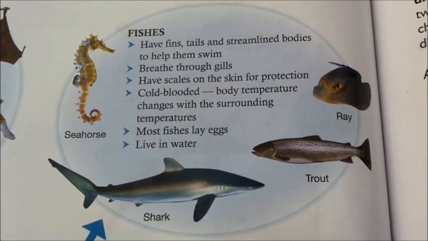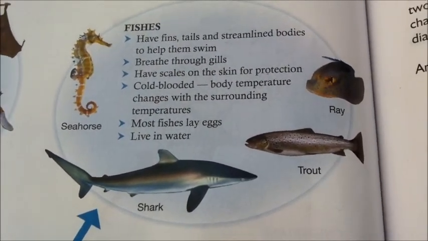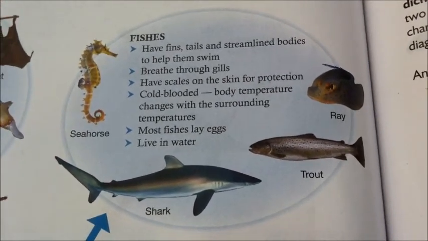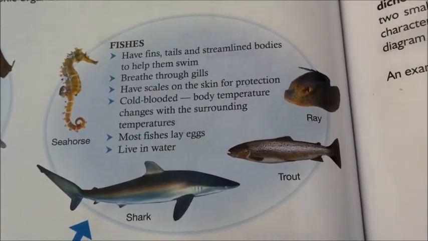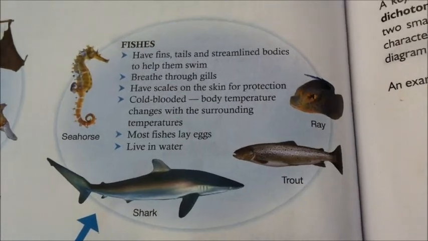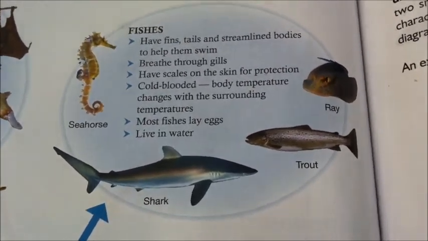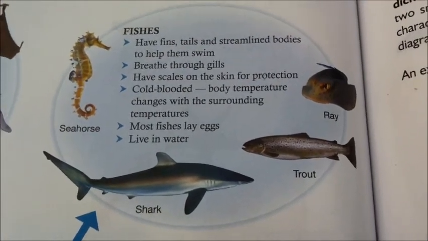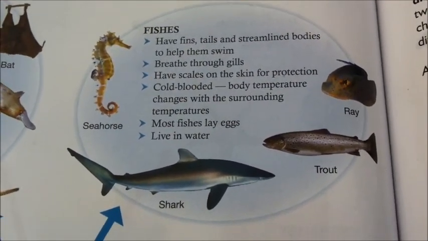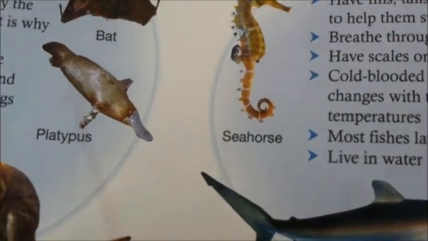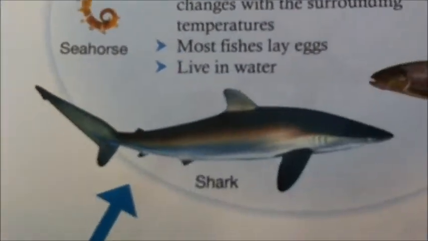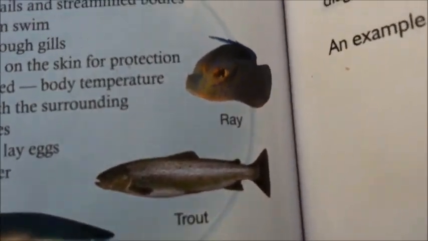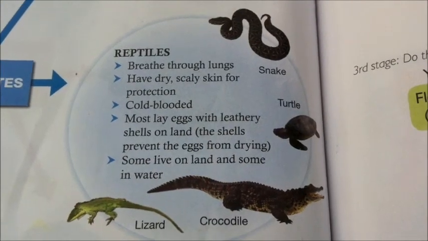Fishes have tails and streamlined bodies to help them swim. They breathe through gills, and have scales on the skin for protection. Cold-blooded, body temperature changes with the surrounding temperature. Most fishes lay eggs and live in water. Some examples of fishes are seahorse, shark, trout, ray.